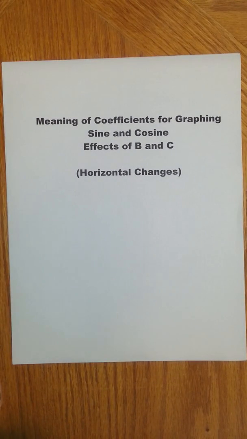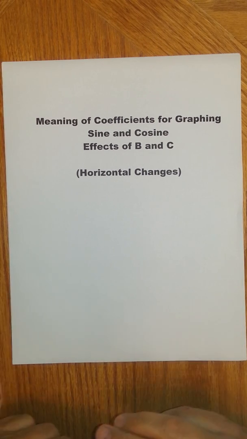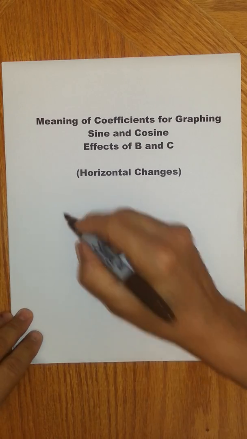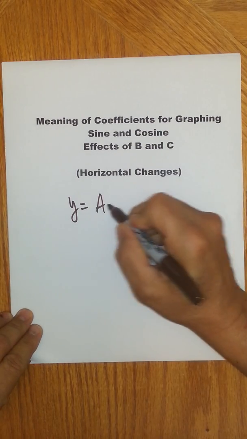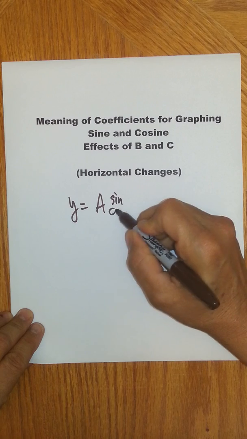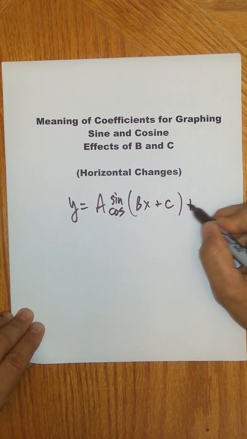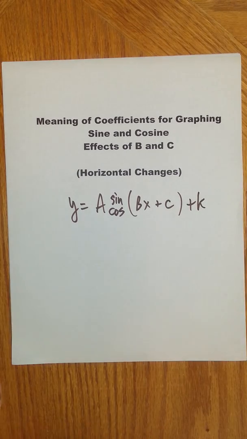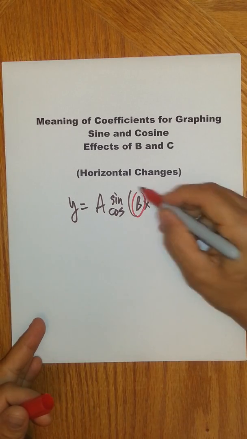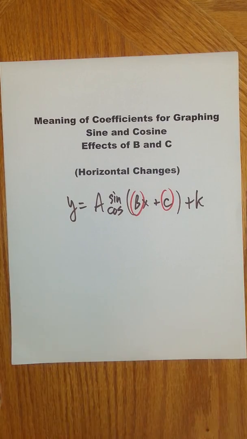Hello, in this video we're going to look at the meaning of the coefficients when graphing sine and cosine, but we're going to look at the effects of B and C, the horizontal changes. And by that I mean when we write y equals a either sine or cosine of bx plus c plus k, we're going to look only at the effects of B and C.